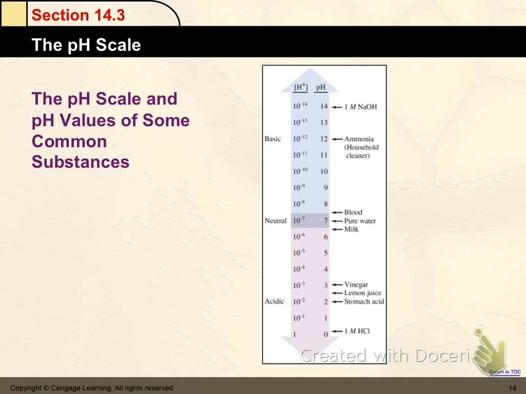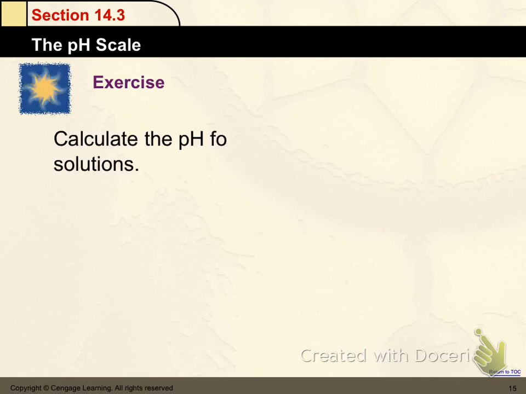Milk is a bit acidic, and then as you go lower, you get vinegar, lemon juice, and stomach acid, and then 1 molar HCl is down by 0. If you climb up the pH scale, ammonia, which is present in most household cleaners, like glass cleaner, is about 12. 1 molar sodium hydroxide is about 14. Again, we can go above those values, but those are just the common values in that 0 to 14 range.